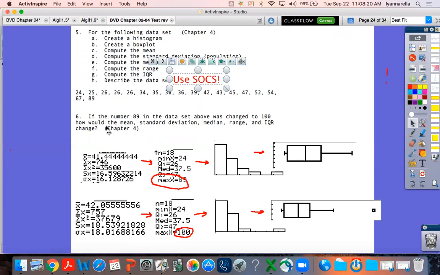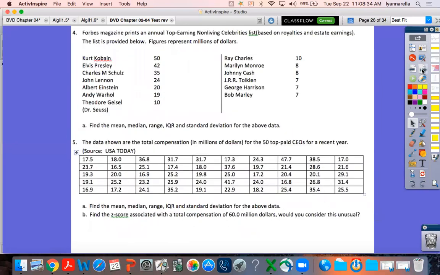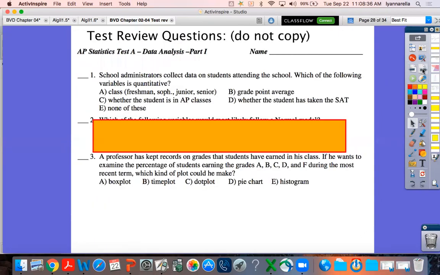Okay? And number 6 says, well, what if we take the number 89 right here and we switch it to 100? Regenerate all of that. So how does it affect the mean, standard deviation, median, range, and IQR? So those are the questions you have in the look back. You do not have this worksheet. I thought it was cool.